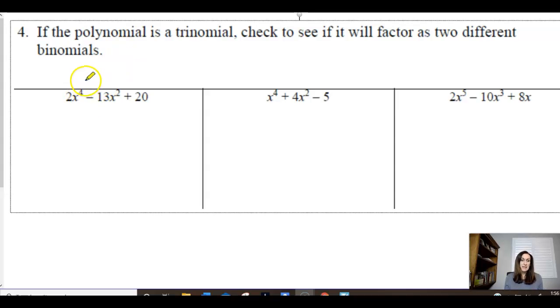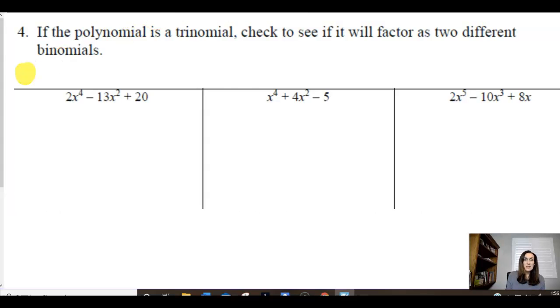These problems have polynomials to the 4th degree and 5th degree, but the first one is still quadratic in nature, because we have this to the 4th power, and then this is half of that to the 2nd power. You have 2 choices here. You can use U substitution. If you use U substitution, you would let U equal, in this first problem, the x squared. So U would equal x squared.